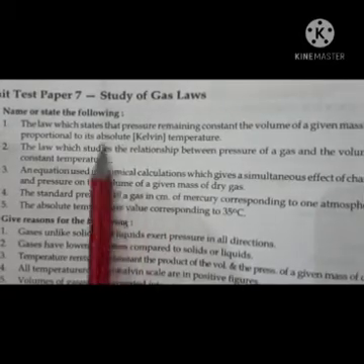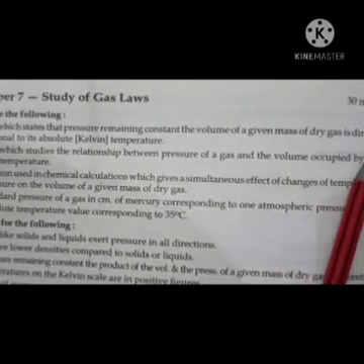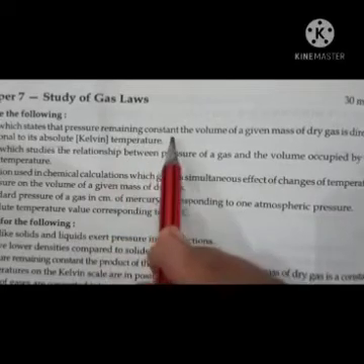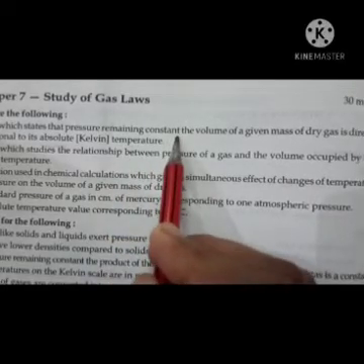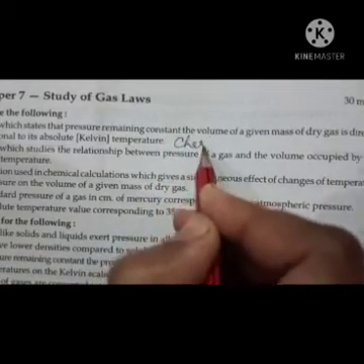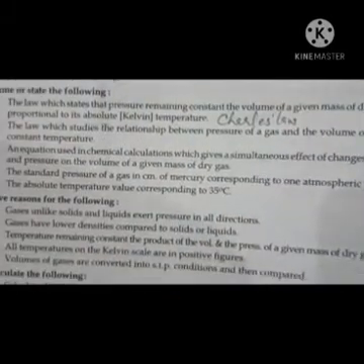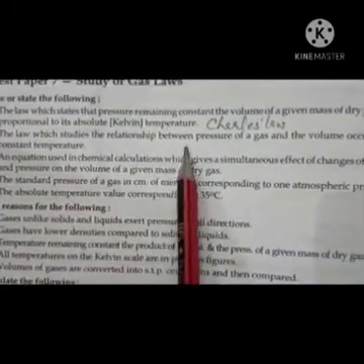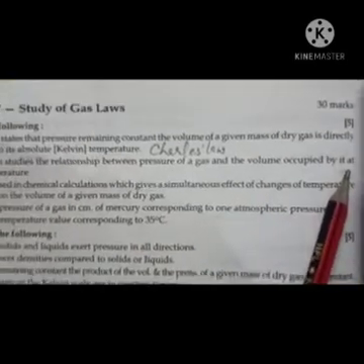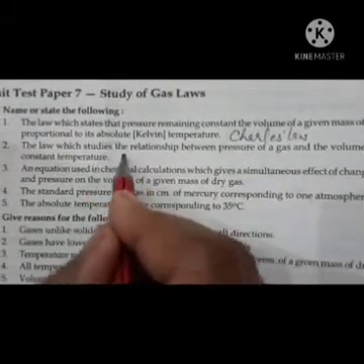Let's discuss some exercises. The law which states that, pressure remaining constant, the volume of a given mass of a dry gas is directly proportional to its absolute temperature. Which law is it? That is Charles' law. Second, the law which studied the relation between pressure of a gas and the volume occupied by it at constant temperature. Constant temperature means Boyle's law.